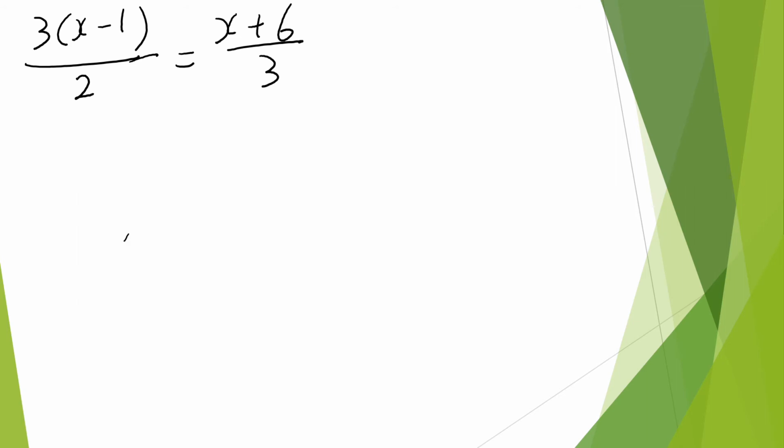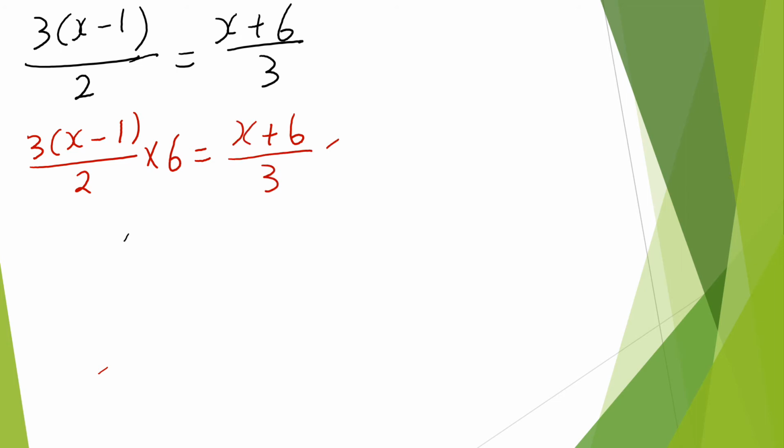So the common denominator here is 6, so that's why I'm going to multiply everything by 6. Oops, that's 3. X over 3 times 6. Now I'll simplify. So that's 1, that's 3, that's 1, that's 2.